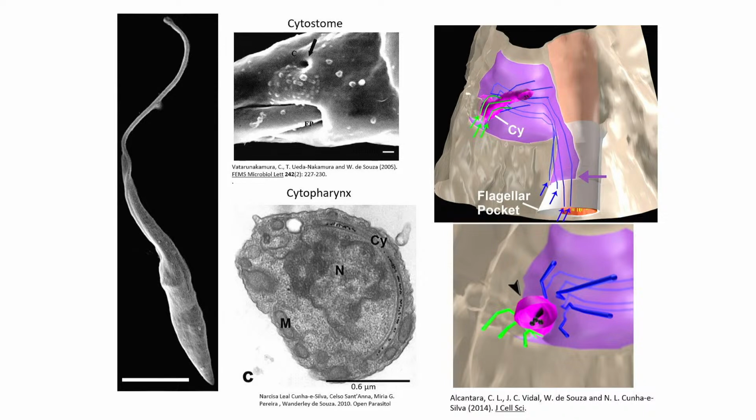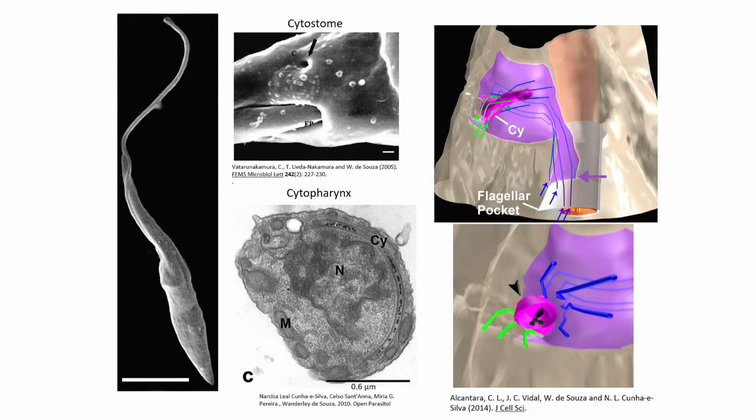And in T. cruzi, it is the only site for endocytosis. So all endocytosis in T. cruzi happens through the cytostome cytopharynx, and the flagellar pocket is only responsible for the exocytosis in this model. So this is the model that I actually work with. All my work is focusing on the characterization of the endocytic pathway of T. cruzi.